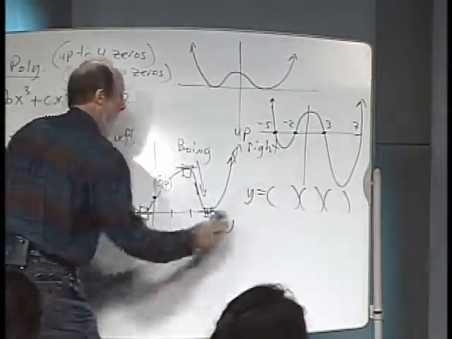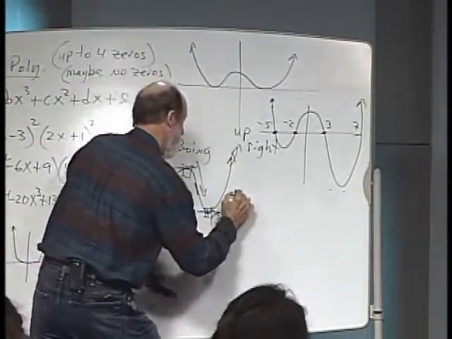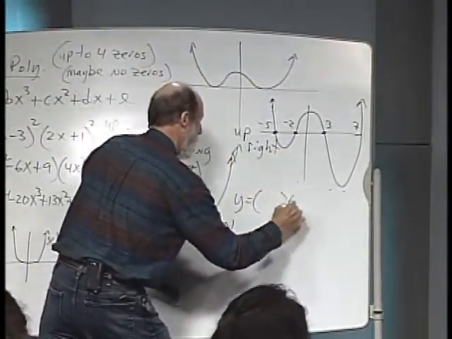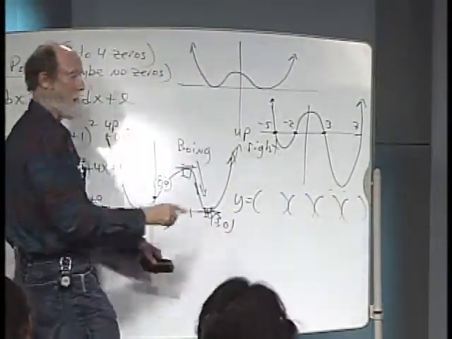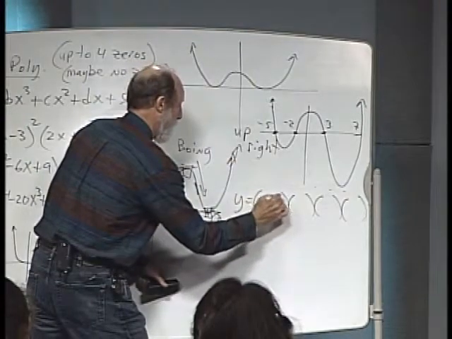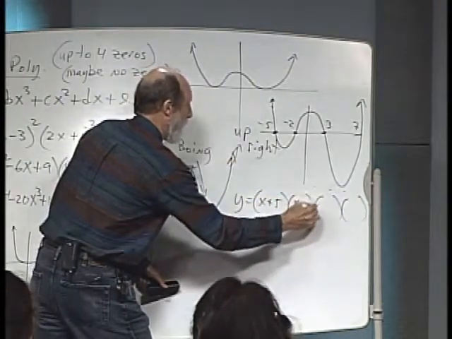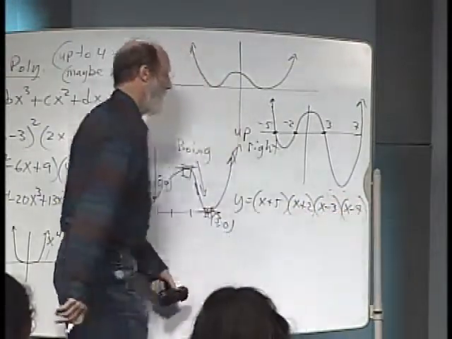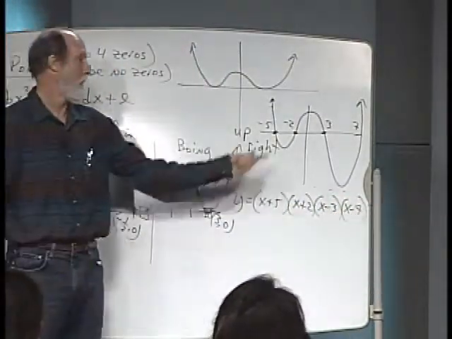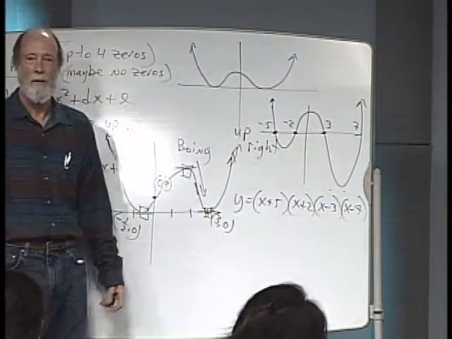Whoops, running out of space. That'd be x plus 5, x plus 2, x minus 3, x minus 7. There you go. You pop that in your calculator and you'll get a graph something like this. It's that easy.